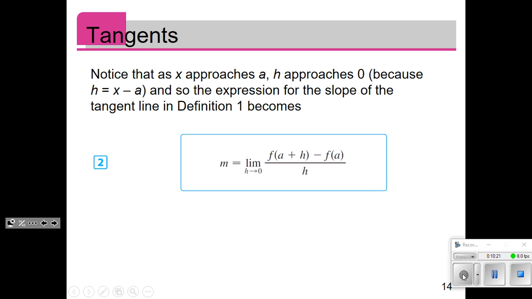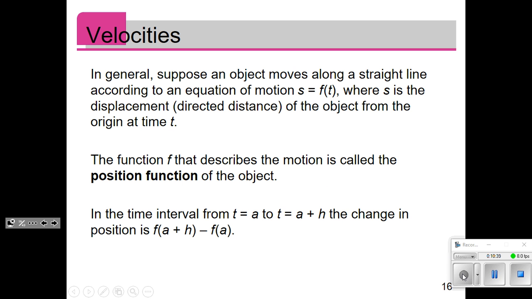So here's, again, same thing, what I just said though, limit as h approaches 0. As q approaches p, the difference between the x values gets smaller and smaller and smaller. That's what h is. Okay, velocities. How does this translate to real world velocities?